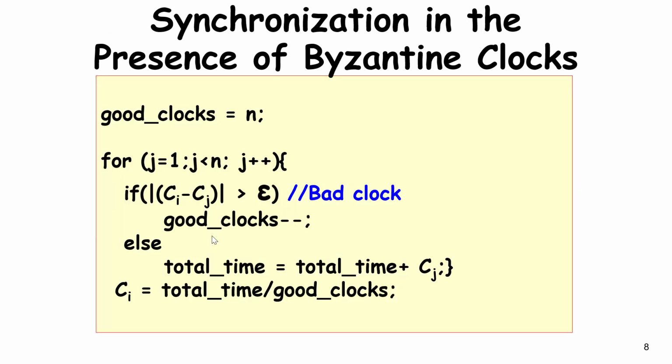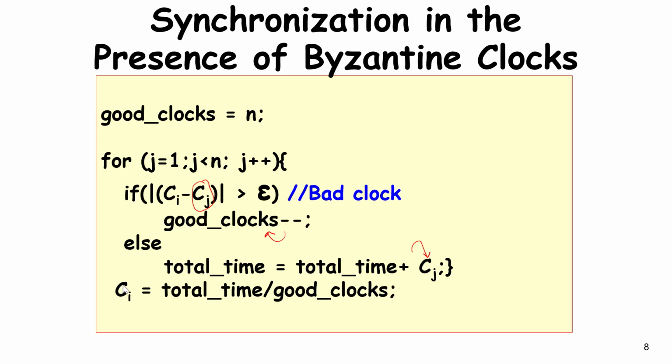So, the synchronization in the process of Byzantine clocks, the algorithm is quite straightforward. Assume you have n clocks. Initially, you assume all of them are good. You iterate through them. So, let's say I am clock i, and the time that is received differs by more than epsilon. This means that this is a bad clock. So, what we do is we decrement 1 from the counted good clocks, and the total time is made equal to total time plus Cj, where Cj is the time that a clock is showing.